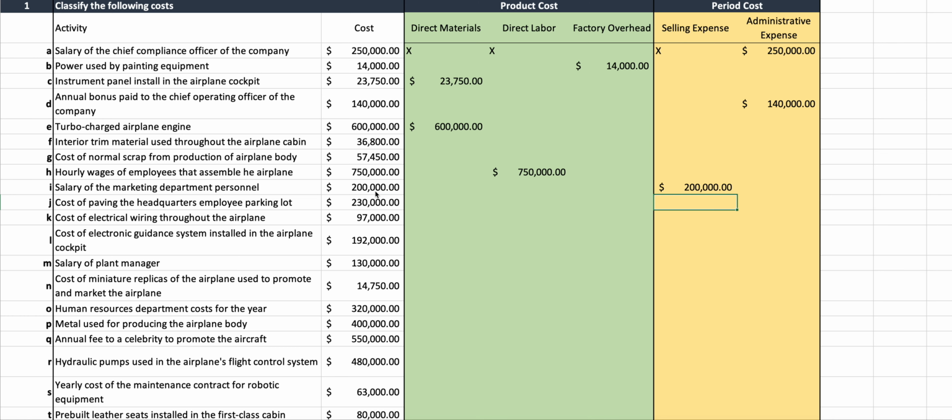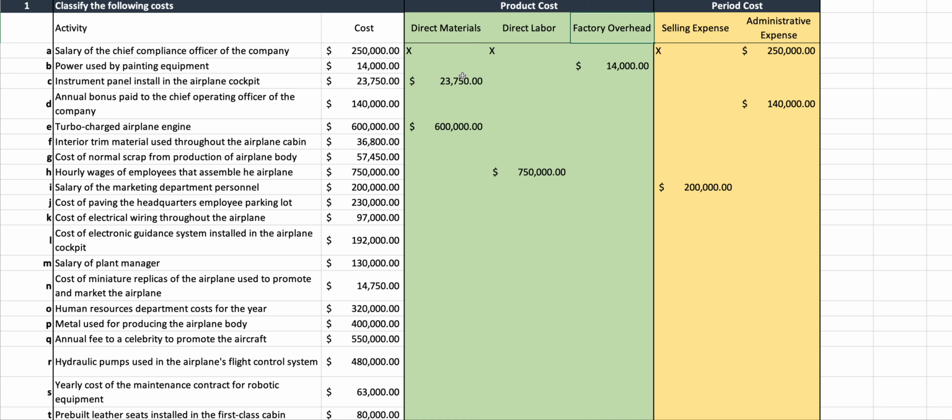And so when you're walking through and deciding what type of cost you're dealing with, that's the thought process you would walk through. Is the cost directly related to a product, or is it kind of related to the product, but I can't directly trace it, and that's where you get your factory overhead? If it's none of these, then we want to look at our period costs. It's either going to be a selling expense or an administrative expense.